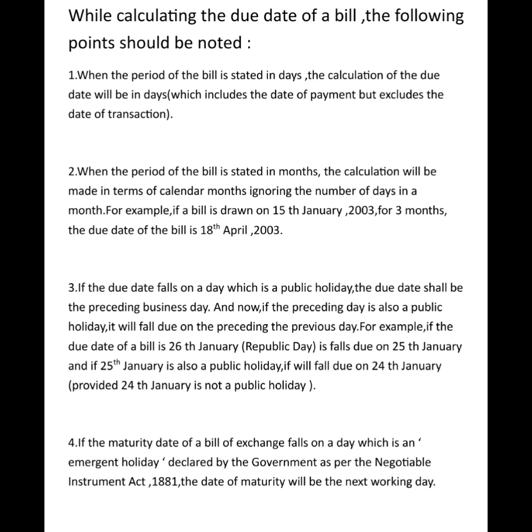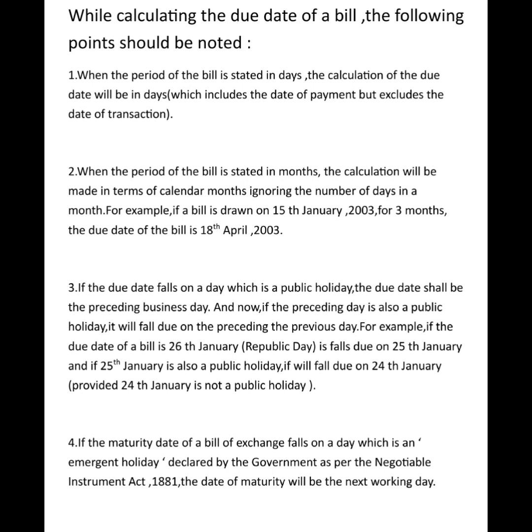And if the preceding day is also a public holiday, it falls due on the day preceding that. For example, if the due date of a bill is 26th January, it's Republic Day, a government holiday, so it falls due on the 25th January. And if 25th January is also a public holiday, it will fall due on 24th January, provided 24th January is not a public holiday and is a working day.